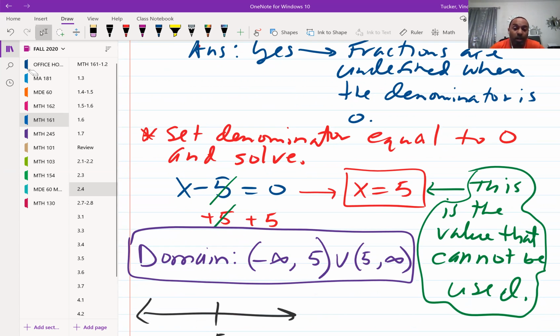So my domain will be everything else. Notice I use parentheses on my 5. In my domain, it says negative infinity to 5, and then 5 to positive infinity. That means I can get as close to 5 on the left side of it, and as close to 5 as I want on the right side of it. I just cannot use the 5.